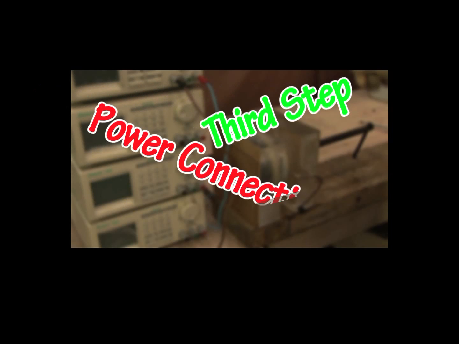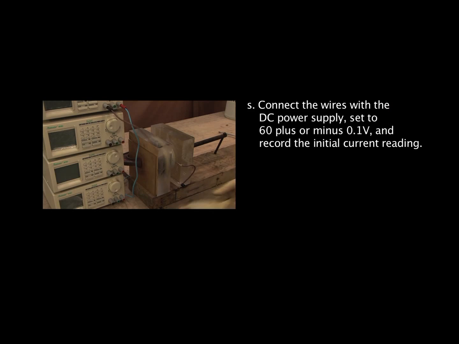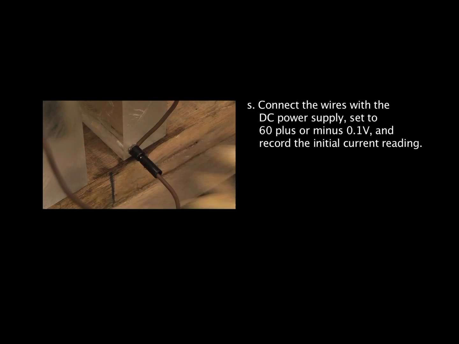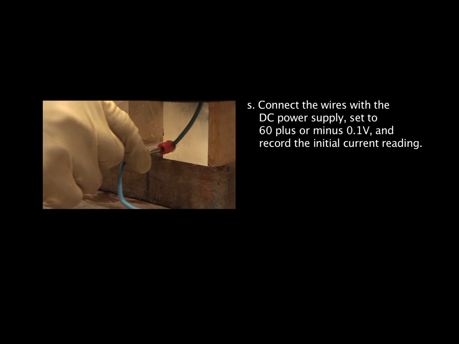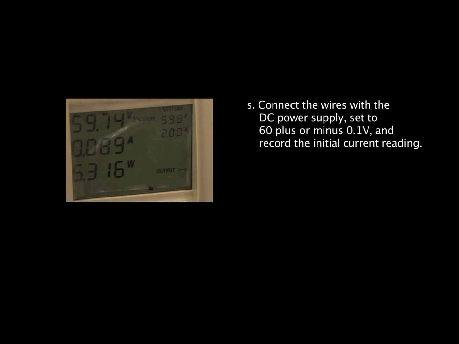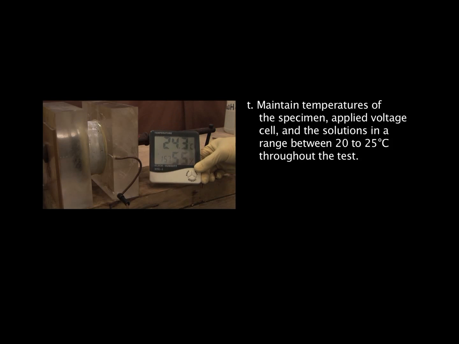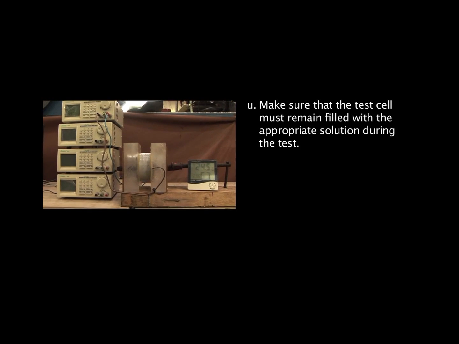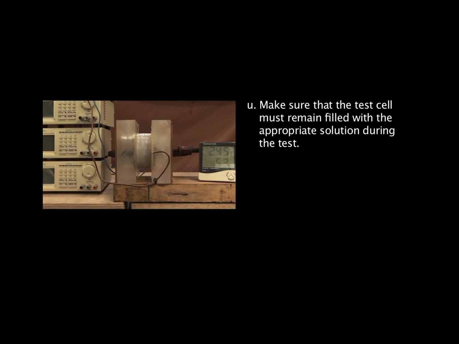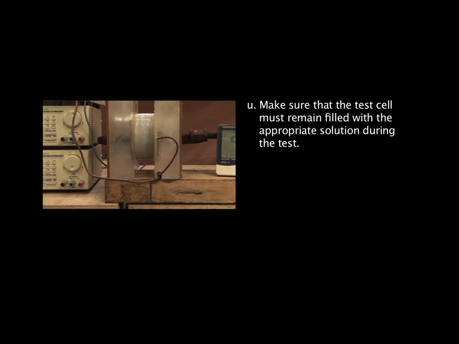The third step is the power connection. S. Connect the wires with the DC power supply and take the initial current reading. T. Maintain temperatures of the specimen. Apply the voltage to the cell and keep the solutions in a range between 20 to 25 degrees Celsius throughout the test. U. Make sure that the test cell remains filled with the appropriate solution during the test.